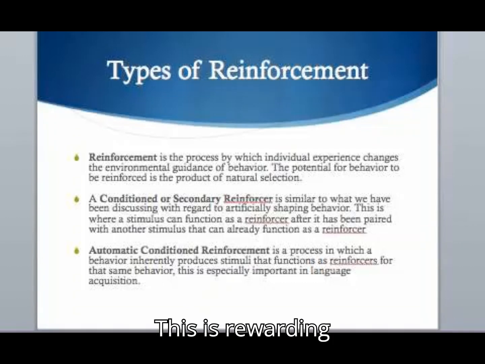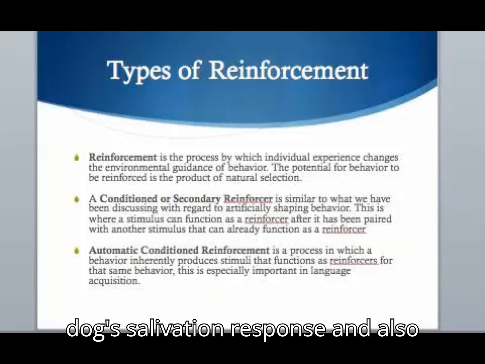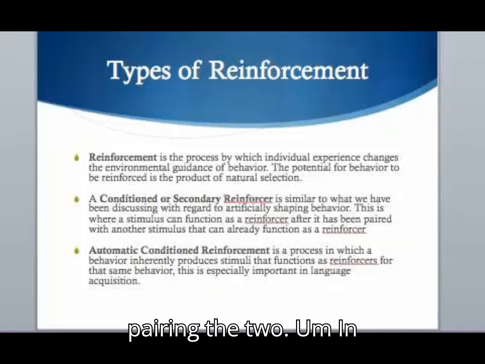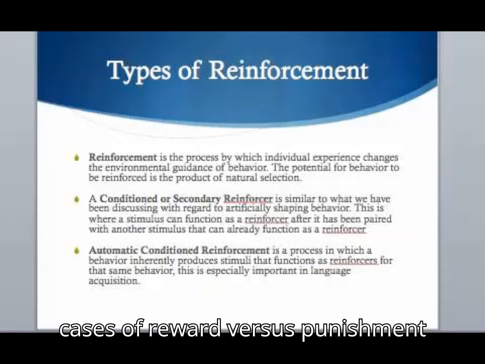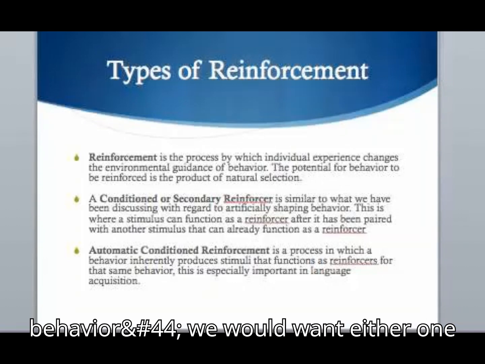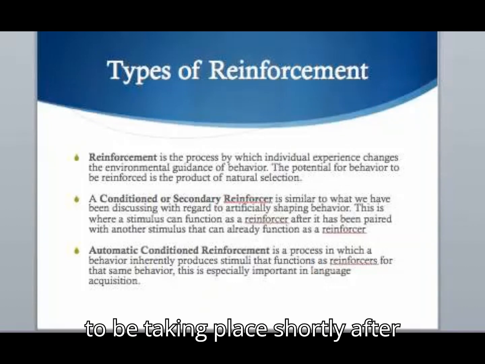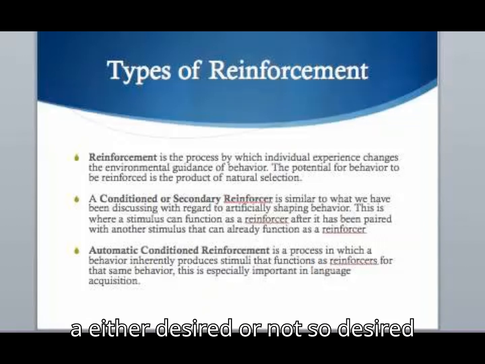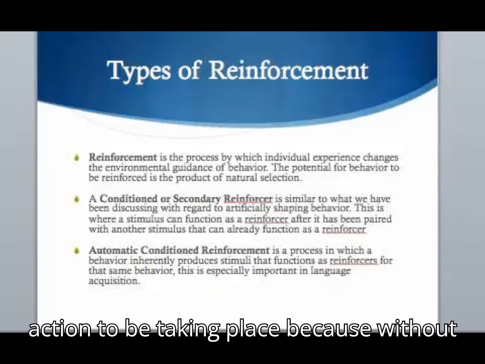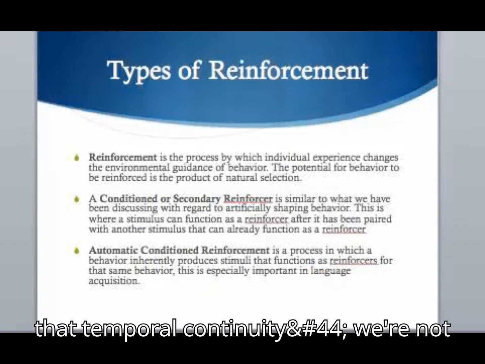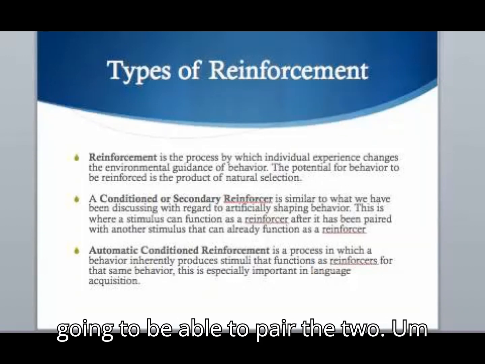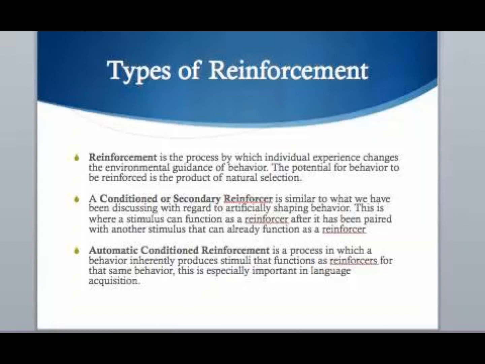This is rewarding the dog's salivation response and also pairing the two. In cases of reward versus punishment behavior, we would want either one to be taking place shortly after either a desired or not so desired action, because without that temporal continuity, we're not going to be able to pair the two.